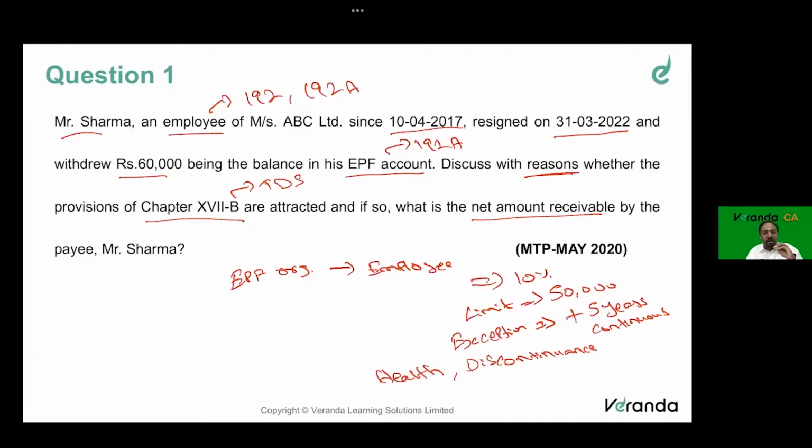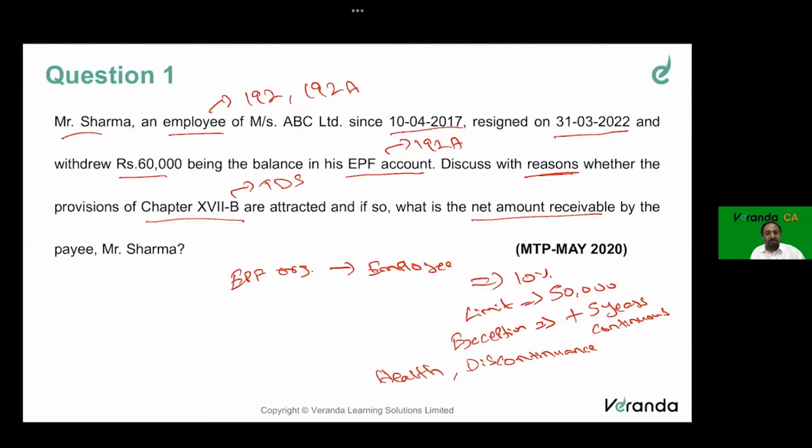Based on this logic, there is one exclusion which talks about closure of business. Another exclusion is about discontinuation because of health. The third exclusion relates to working there for a continuous period of 5 years. So these are the three exclusions.